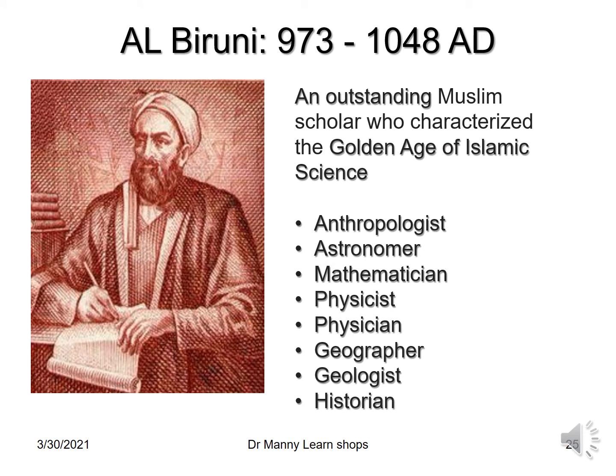Then you've got Biruni, 973 to 1048 AD. This was an outstanding Muslim scholar who characterized the golden age of Islamic science. He was an anthropologist, an astronomer, a mathematician, a physicist, a physician, a geographer, geologist, and a historian.